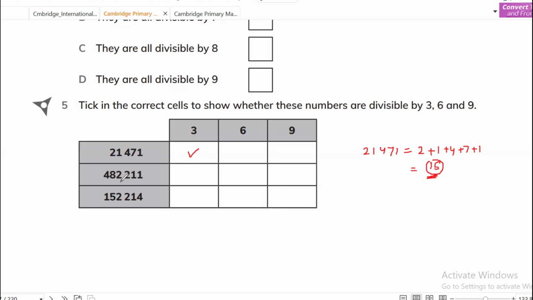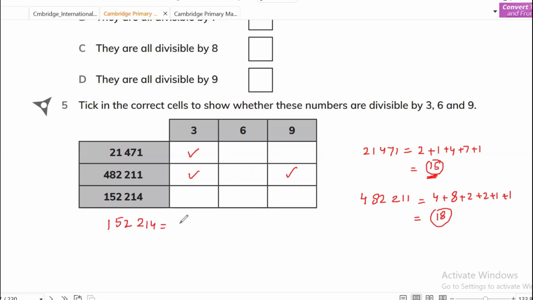Fine. If we check the next one, we add 4 plus 8 plus 2 plus 2 plus 1 plus 1. It gives 8 plus 4, 12. 12 plus 2, 14. 14 plus 2, 16. 16 plus 1, 17 plus 1, 18. So 18 is divisible by 3. 18 is divisible by 9 as well. It is divisible by 9 and 3, but not by 6, because it does not end with an even number.